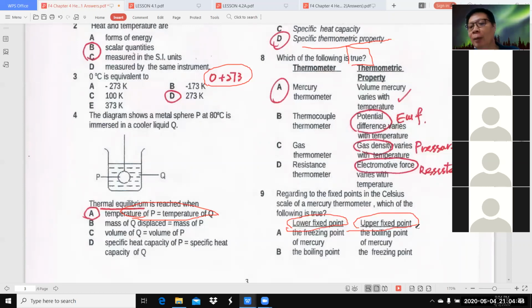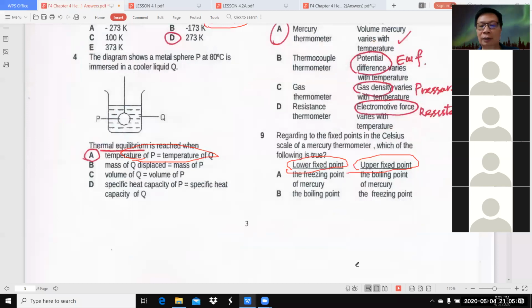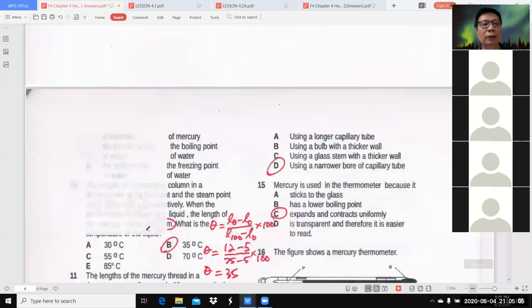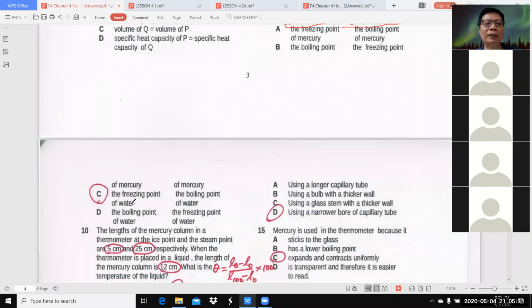Let's hear from Liao Ping Hao. Can you tell me which answer? You have the paper with you or not, Liao? Question number 9. Can you tell me what answer? Answer is C. Lower fixed point, upper fixed point. Yes, correct. The answer is C. The lower fixed point is the freezing point of water, or the ice point, and the upper fixed point is the boiling point of water, which is the steam point. Answer C is correct. Liao, your answer is correct.